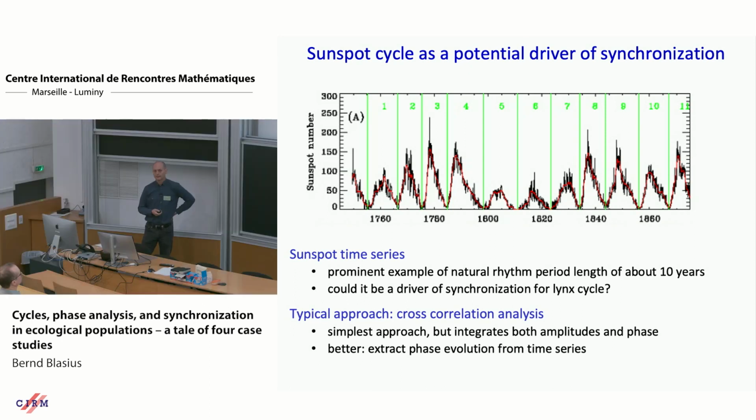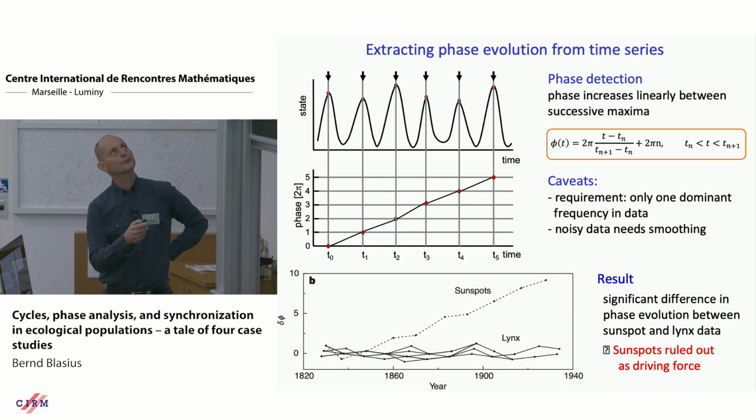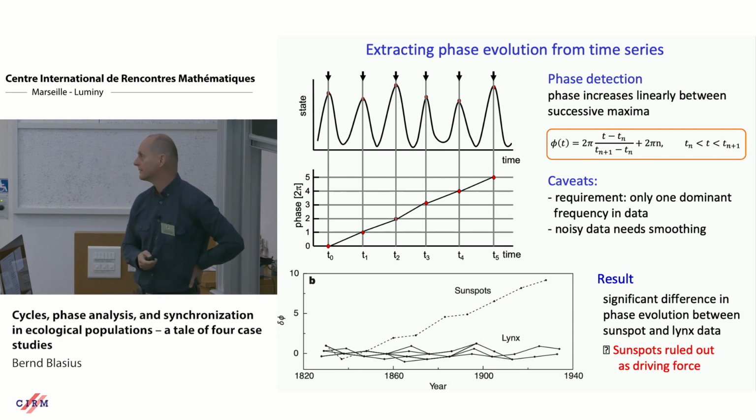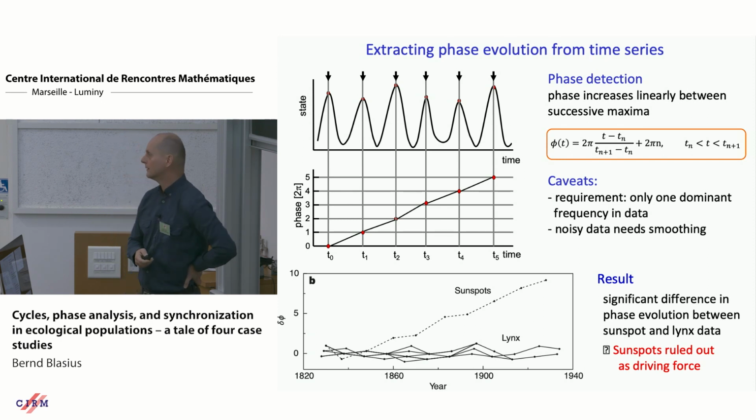And then what people did, they correlated this time series here with the time series of the animals. But if you correlate two time series, you integrate amplitudes and phases. But what we have seen is that amplitudes and phase have very orthogonal roles. So what we tried is to extract the phase evolution out of this system. And so we did a very simple thing. Basically, for phase evolution, you just count the number of oscillations. And we can count this because we have cycles where you have pronounced peaks. So you just detect the local maxima in the time series. And then you say always from one local maximum to the next, we have done one cycle.